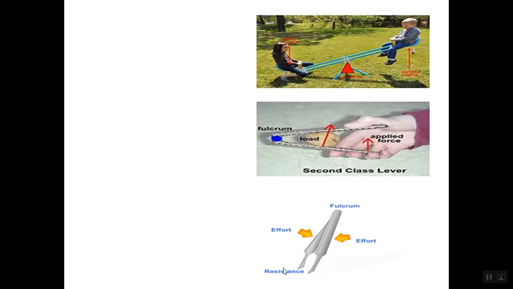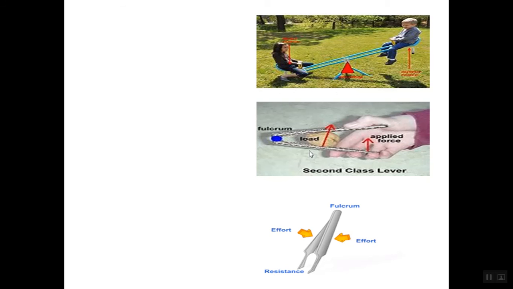Here are three levers. The seesaw: here is the fulcrum, while the boy will exert a force to push the girl up. So the boy is the effort force and the girl is the resistance. So where is the position of the fulcrum? The fulcrum is between R and F. So here I'm having the fulcrum in between.